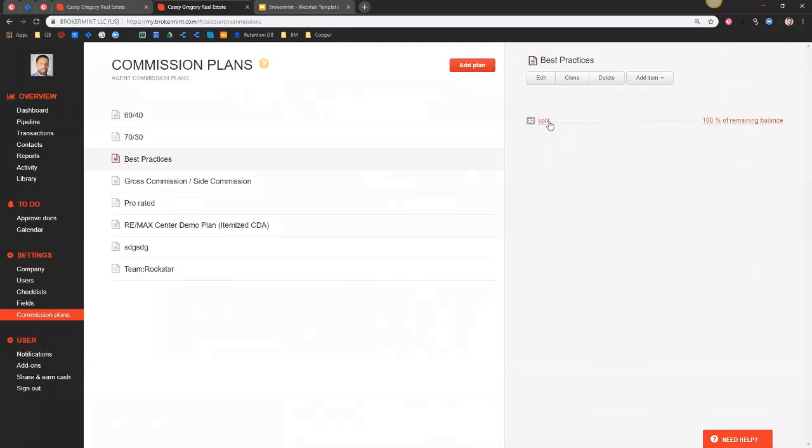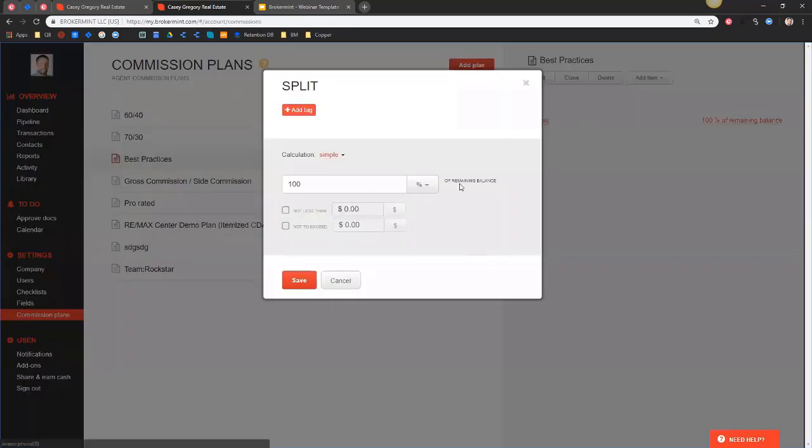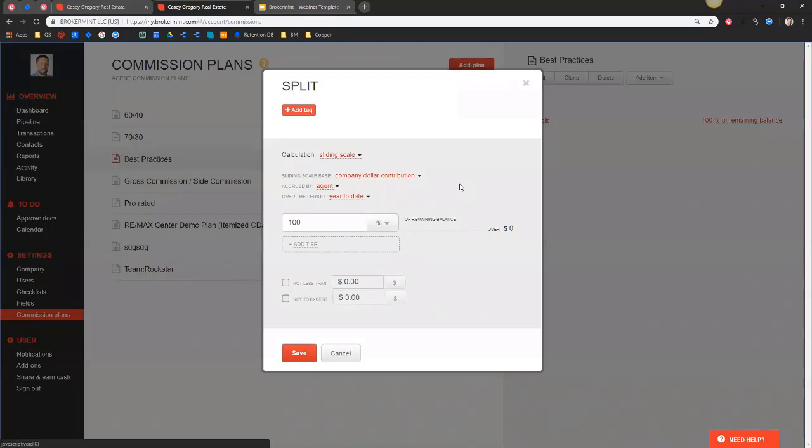One great thing about a split or any deductions is we have the ability to set up sliding scale commission plans. When we want to set up a sliding scale commission plan, there are a few metrics that we first need to decide. The first one is going to be the metric that we are going to be measuring, or our sliding scale base. We also need to define who that metric is going to be accrued by.